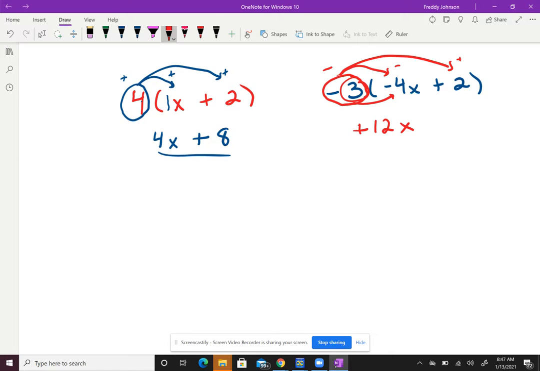So I'm going to go -3 times a positive 2. So a negative times a positive is a negative, so it becomes a minus. And then 3 times 2 is 6.